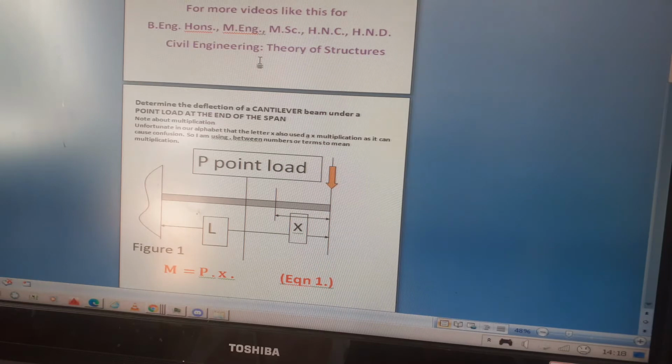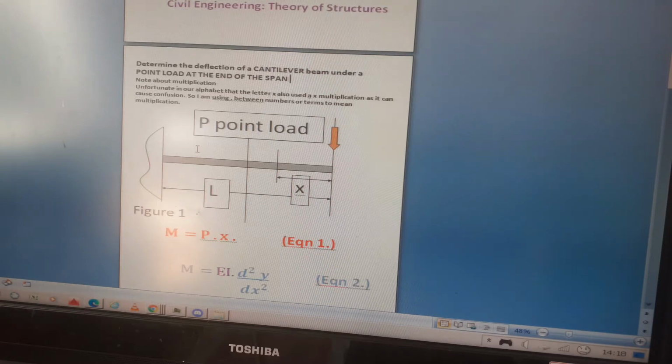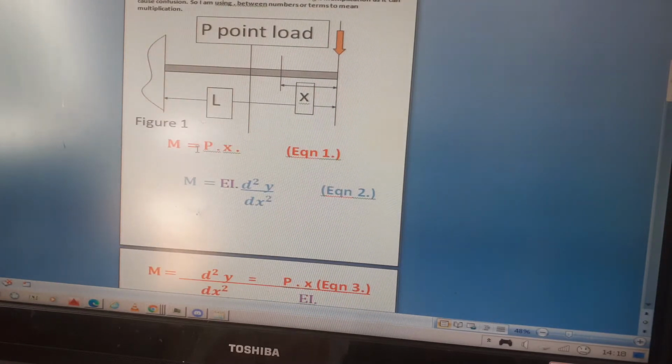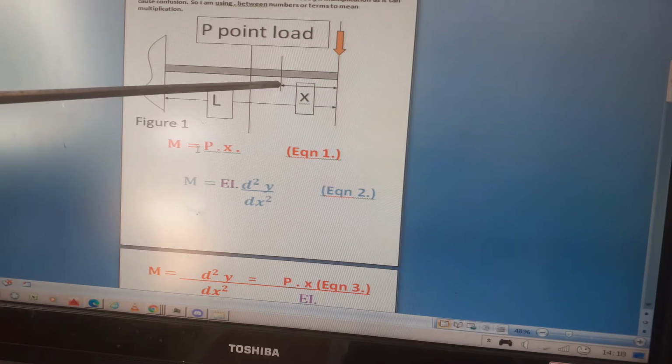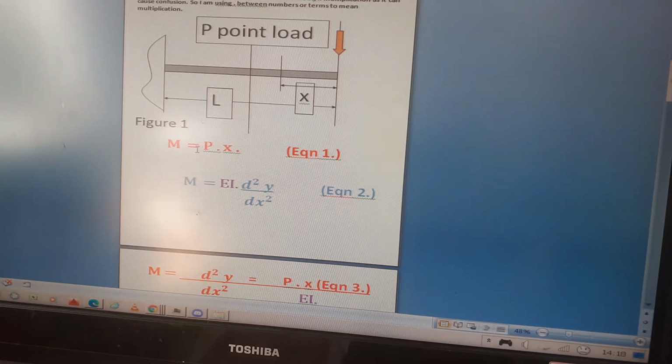So just another little note about multiplication. Unfortunately, in our alphabet, the letter X is also used as the multiplication sign, and it can cause confusion. So I'm using a dot between numbers or terms to mean multiplication. So basically, in this equation, it doesn't get any more simple than this. The moment at X is equal to P times X.